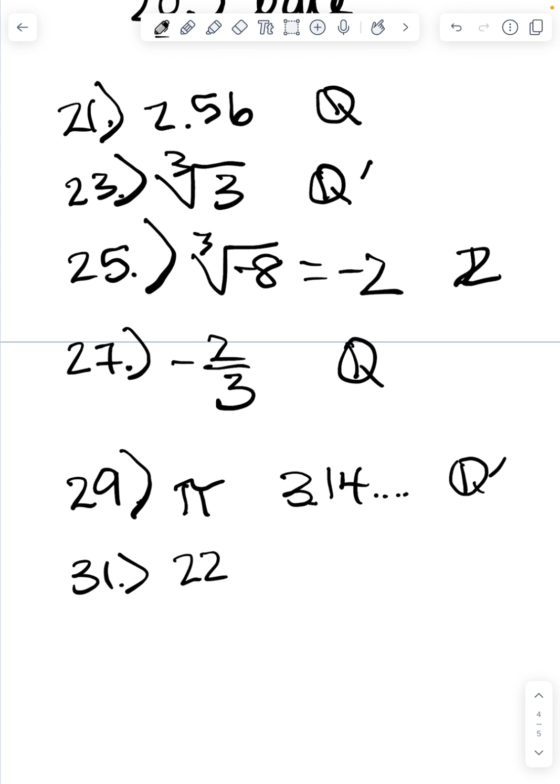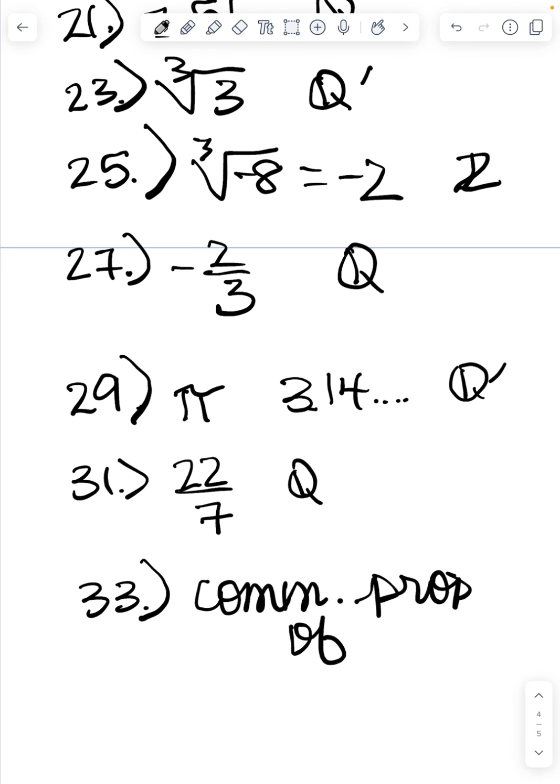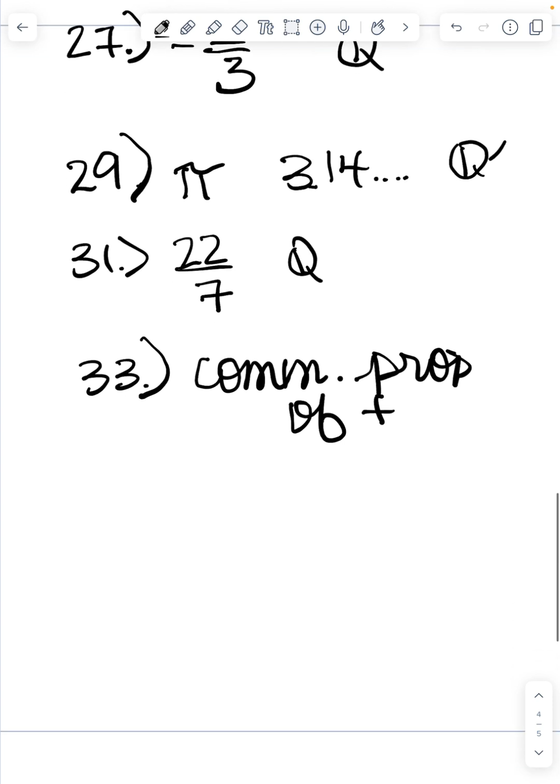31 is 22/7. This is rational. Number 33, identify the property or properties illustrated by each equation. Number 33, this is the commutative property of addition. All we did was switch the order that those two numbers were being added.